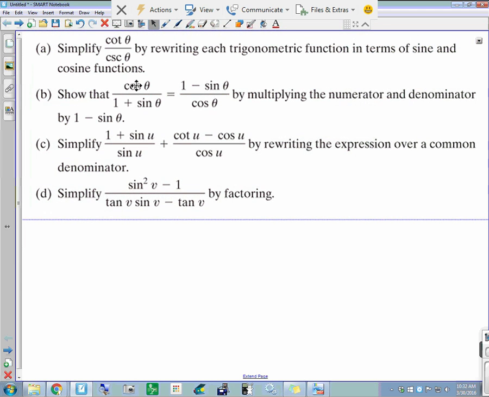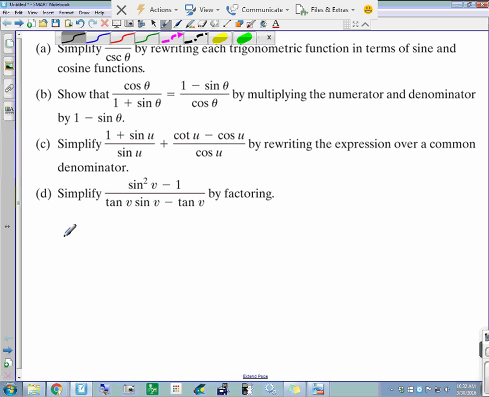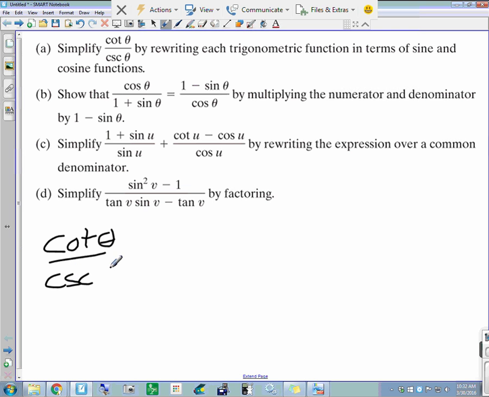We want to simplify this by rewriting each trig function. Okay, so you've got cotangent theta over cosecant theta. Now this is one of those situations where you're better off trying to get it into a sine and cosine type of deal. So the question really boils down to what are these things equal to in terms of sine and cosine?